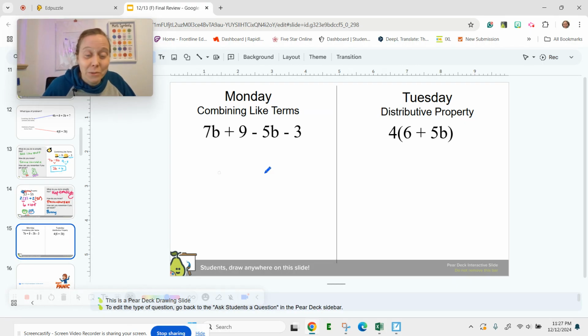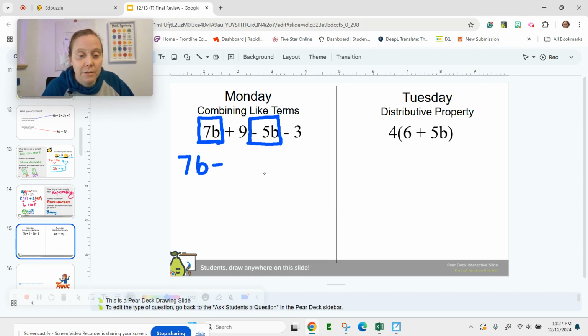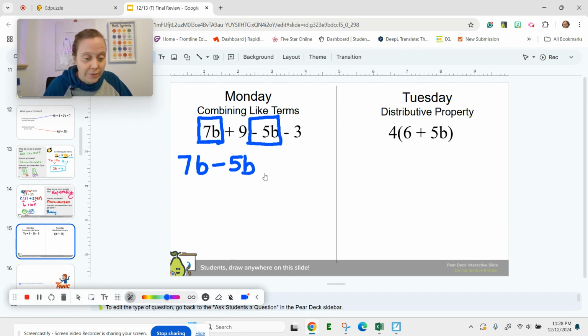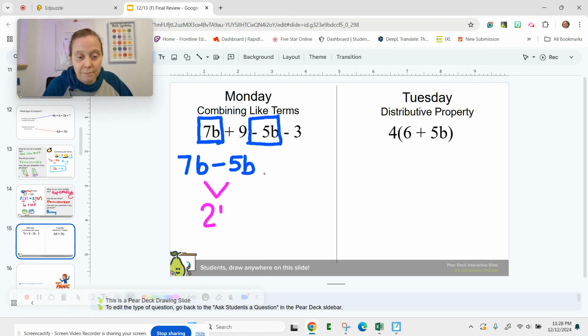So what I'm going to do and what you're going to do when you come to a problem like this on the quiz is you're going to identify the like terms. So what is the term that goes with this 7b? Terrific. Now be careful. If you said just b or just 5 or any of those things, make sure that you include the negative as well, okay? So it's 7b minus 5b. And what do you get when you take 7b minus 5b? Great, you're going to get a 2b.